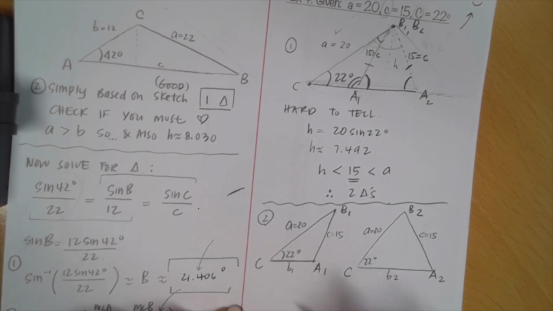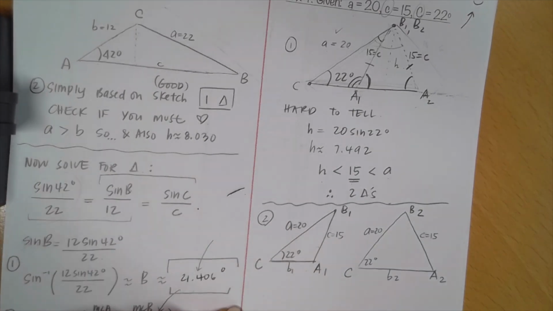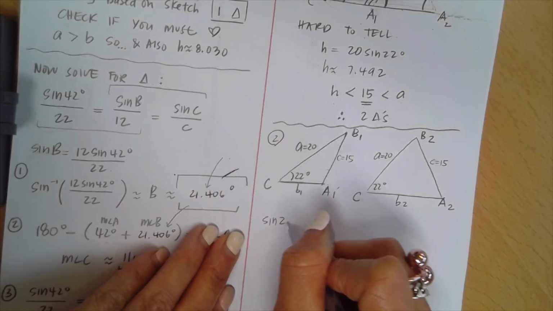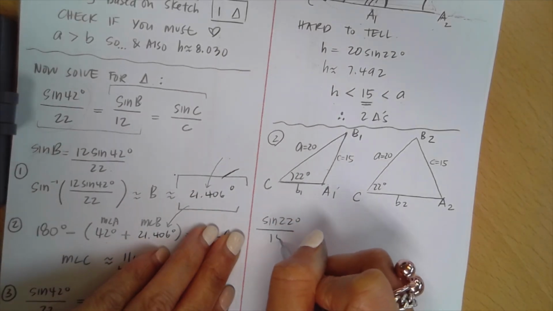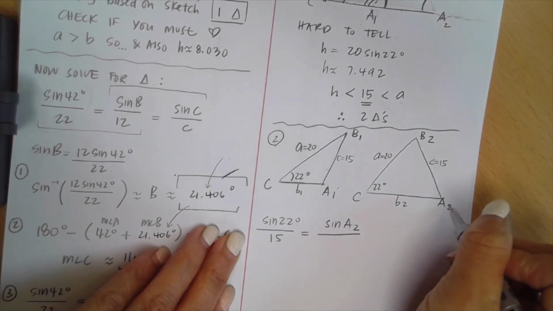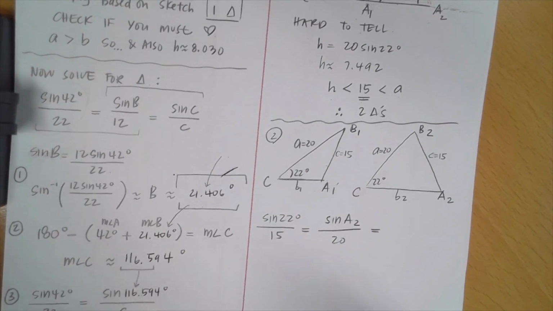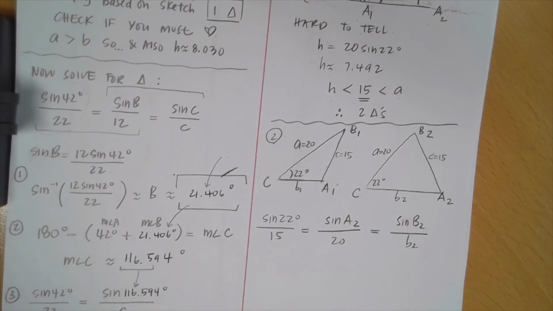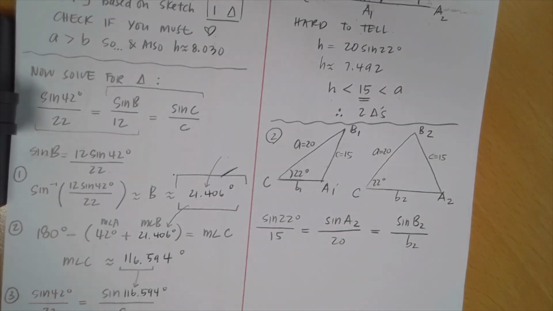So we're going to set it up, okay? Let's just set up the actual law of sines. So we're going to go sine of 22 degrees over 15 is equal to sine of A2 over 20, and then sine of B2 over B2. Always find the acute triangle first. Trust me on this, okay? Now we can actually solve for A2 here, right? So let's do that first. I'm going to find A2 first.